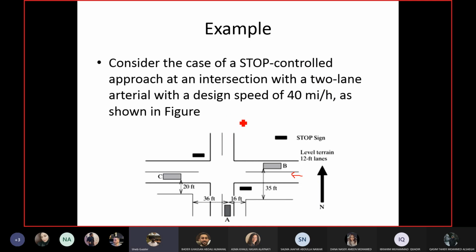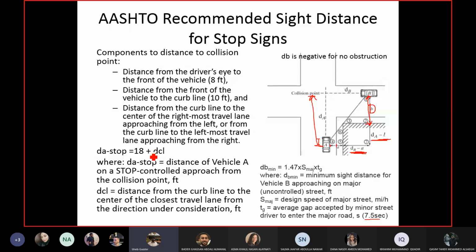Okay. So we have to find out the dB minimum for each side. We have this one and this one. So we have to find out dA and dB minimum for each side. First of all we'll find out dA. So dA is 18 plus DCL, where DCL is the distance from the curb line to the center of the closest travel lane from the direction under consideration.